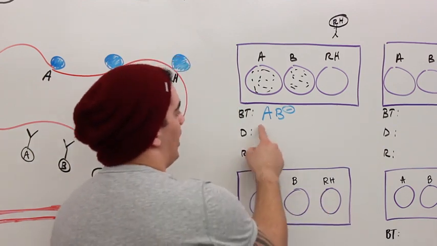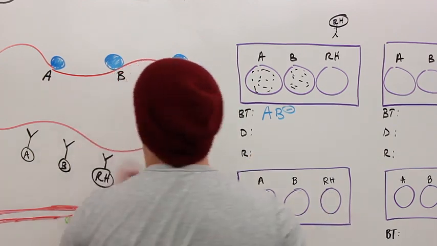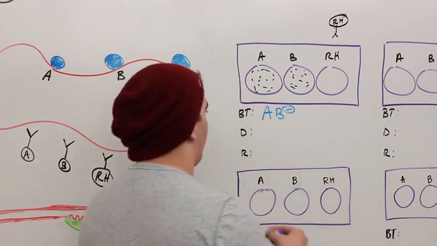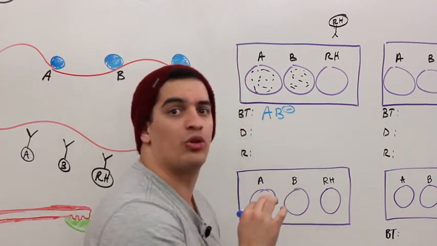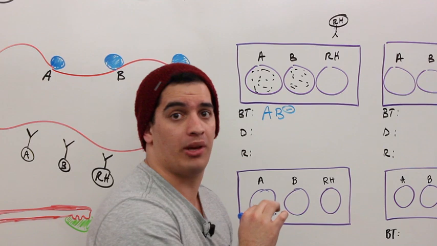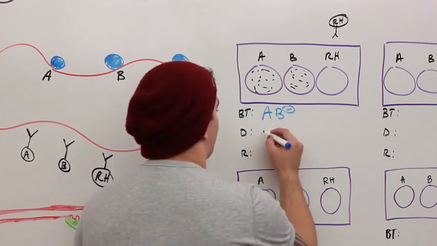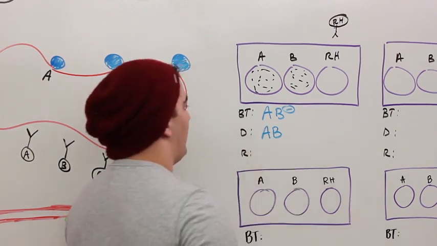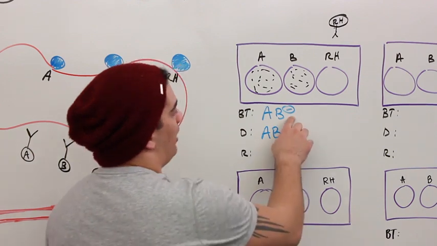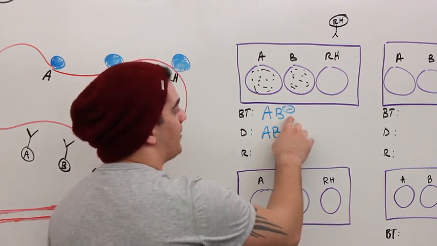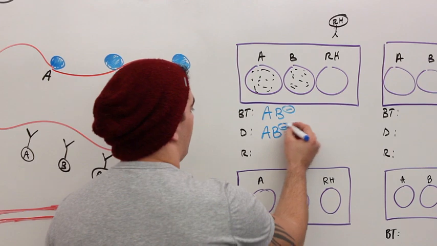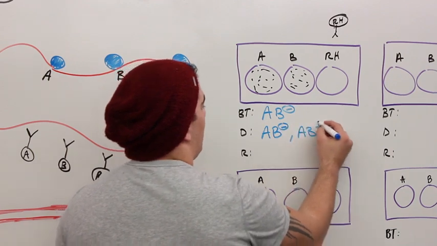Who can they donate to? Well, if you look at the chart, AB can only donate to himself, because AB is the universal recipient. So he's good at receiving from everybody, but doesn't like to donate to anybody but himself. So he can only give to AB. What's the rule though? AB negative. So negatives can give to negatives or positive. So you can give to AB negative and AB positive.